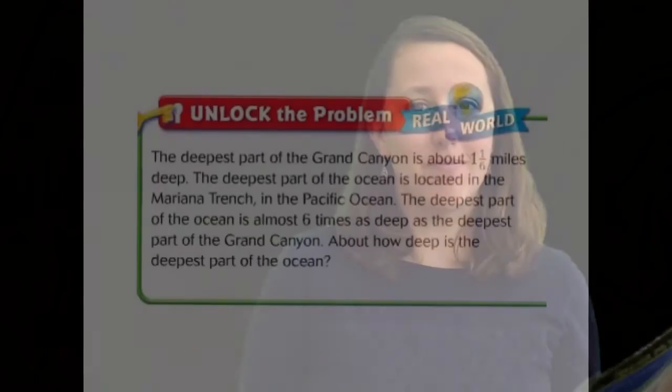Whoa! I'm here in the ocean now! Did you know the deepest part of the ocean is located in the Mariana Trench? It's in the Pacific Ocean. The deepest part of the ocean here is almost 6 times as deep as the deepest part of the Grand Canyon. So now I have a math problem for you. How deep is the deepest part of the ocean?